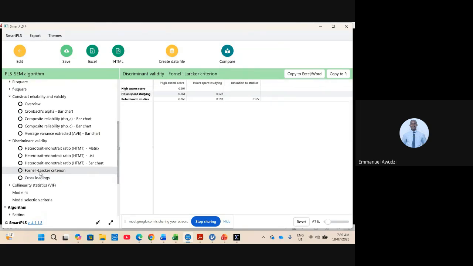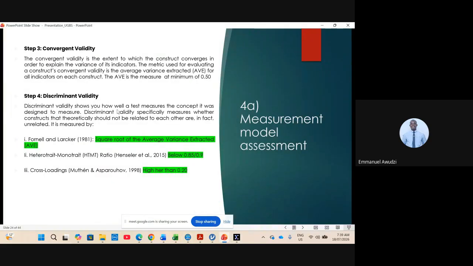Discriminant validity. Can you explain that to us, because I've been seeing it in the paper a lot. Discriminant validity shows how well a test measures the concept it was designed to measure. So it specifies whether the constructs that you intended to measure are related or not related. But in this case, it's more about them being unrelated. We are trying to see how they are unrelated.